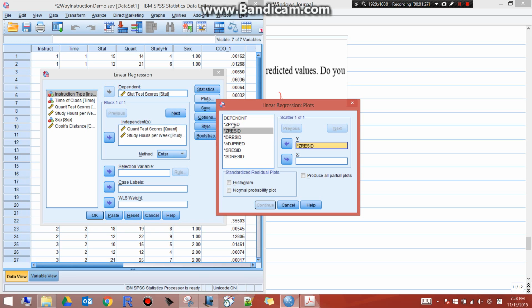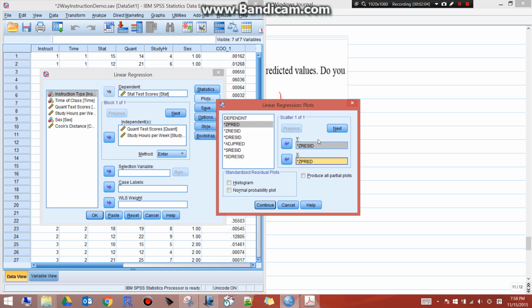And then ZPRED, what does this mean? Standardized predicted value. PRED means predicted value. So this is the standardized predicted value of Y. So we move this to our x-axis. So the standardized predicted outcome variable should be on the x-axis, and then standardized residual should go on the y-axis.